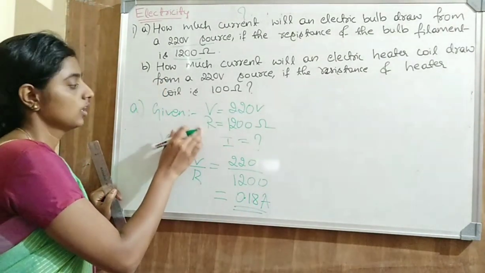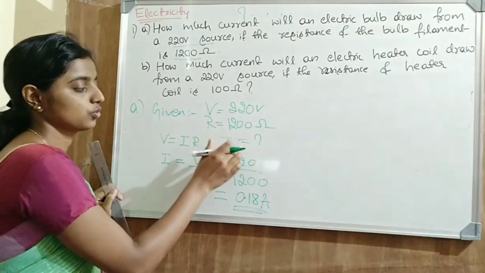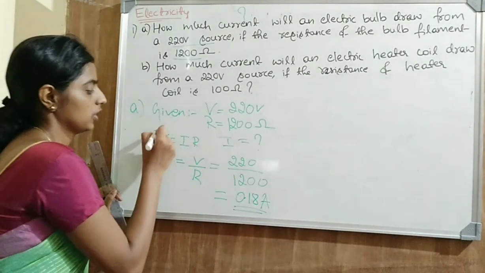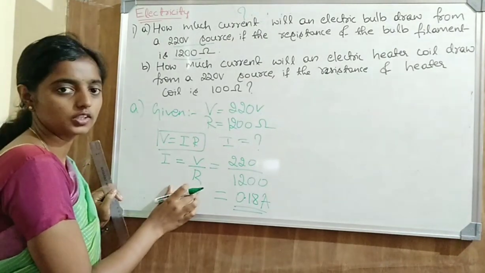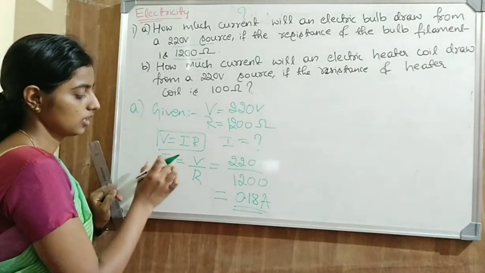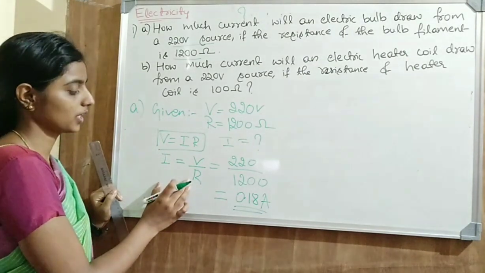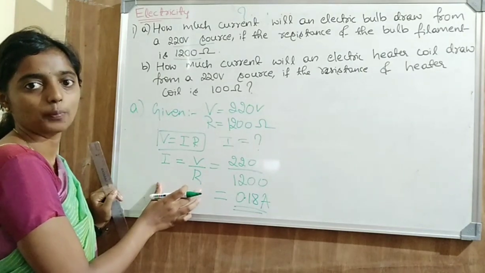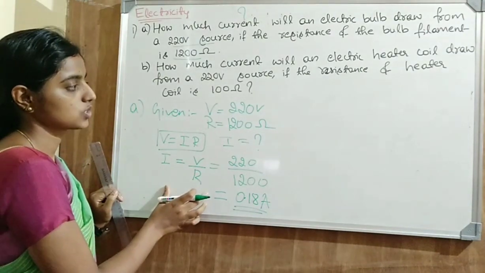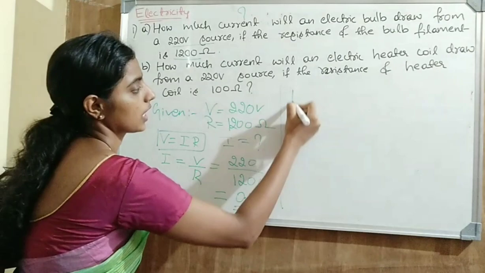Just write down what are the given things and what you need to find out. Anyhow, we will know the formula. The important thing is we need to alter the formula in such a way that we can find what we need. Don't make mistakes like R by V here. Substitute it properly.